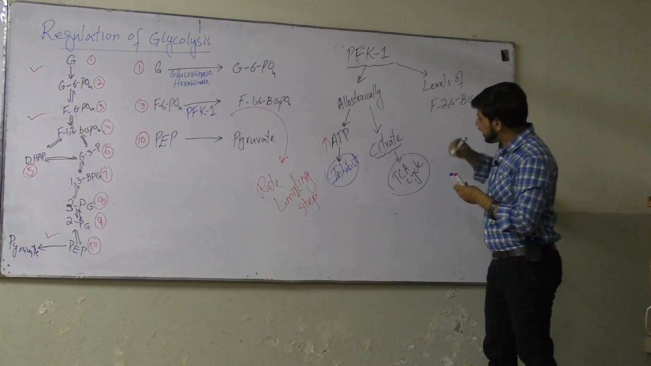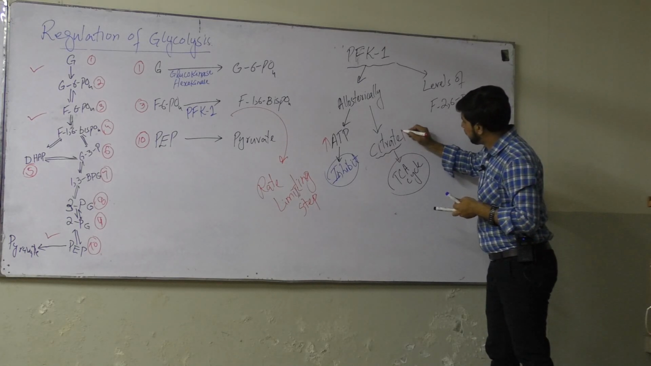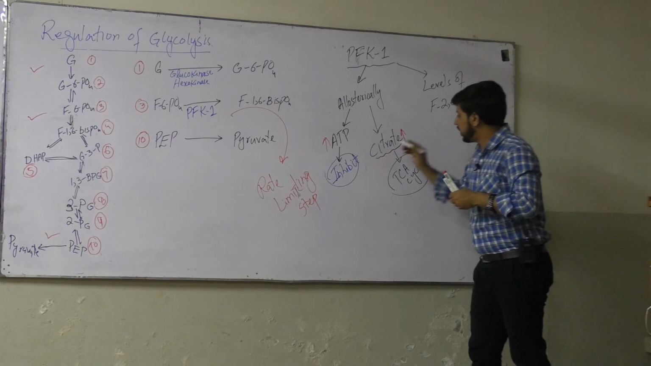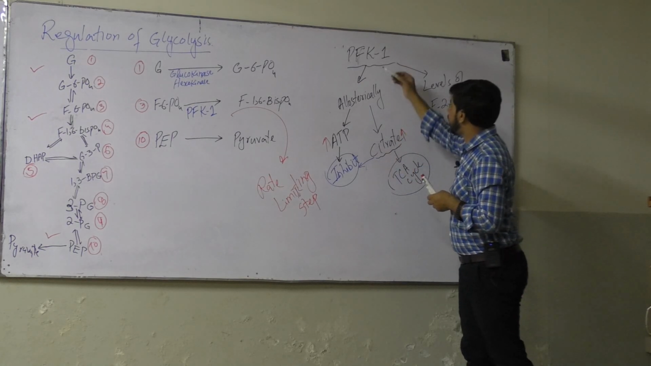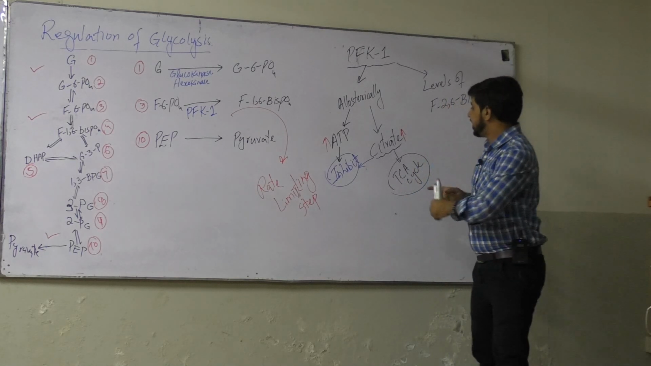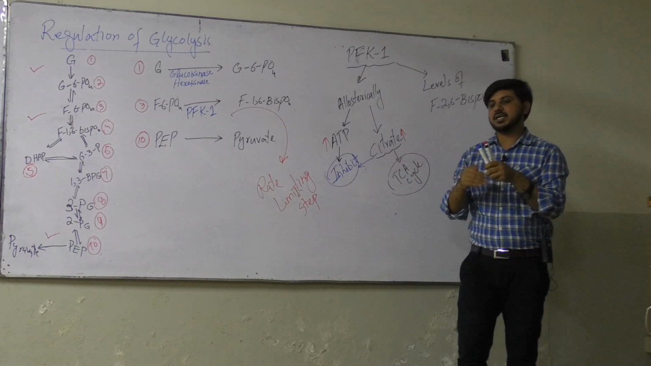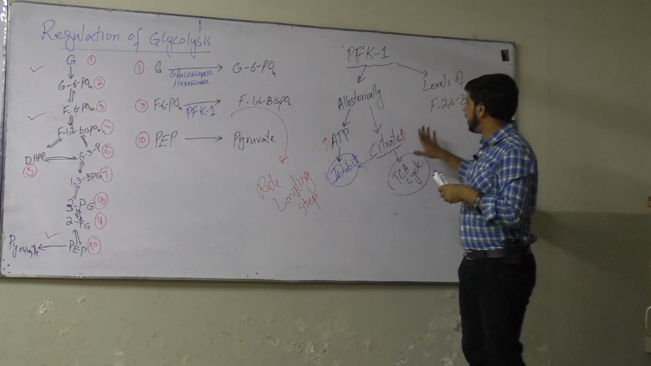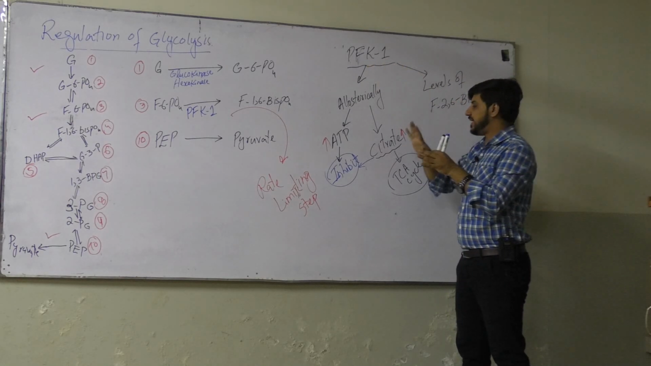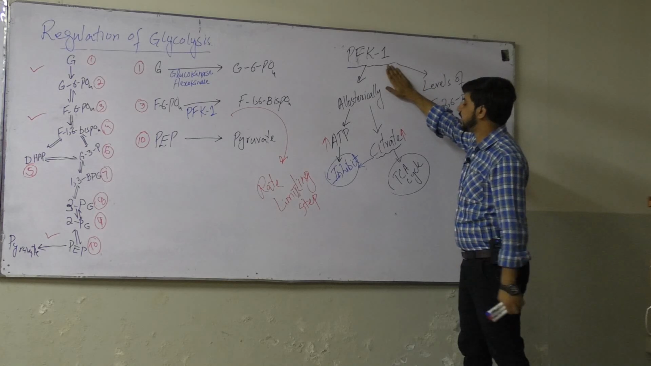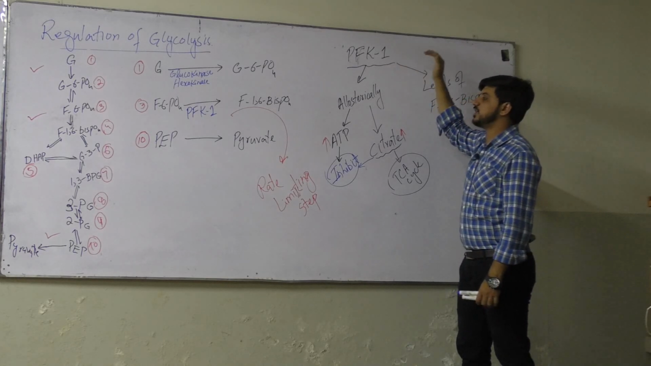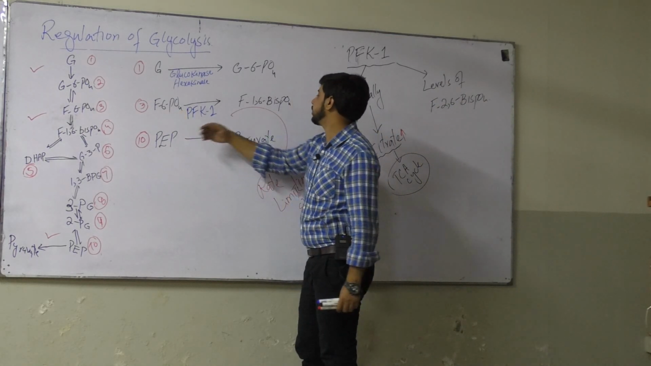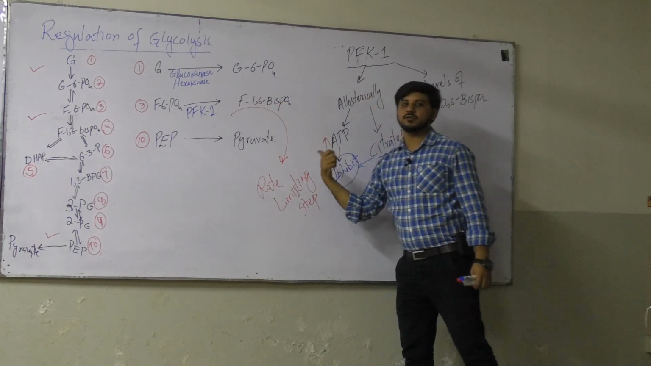Whenever there is an increased level of citrate, what it will simply do is inhibit the activity of phosphofructokinase 1, because the increased level shows that it is exceeding the capacity of the TCA cycle, and it will simply signal to phosphofructokinase 1 to please stop the activity. And phosphofructokinase 1 will be inhibited, and it will stop the phosphorylation of fructose 6-phosphate to fructose 1,6-bisphosphate.